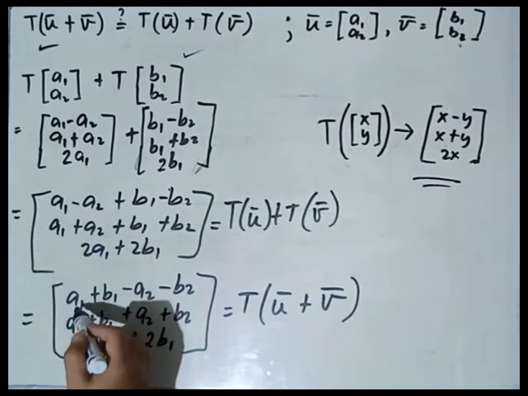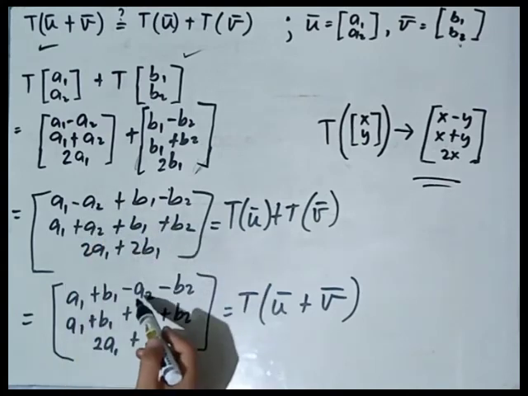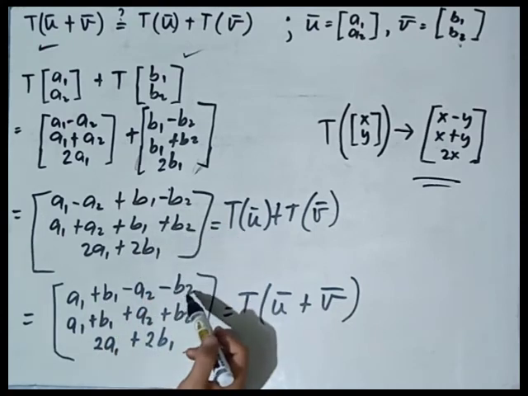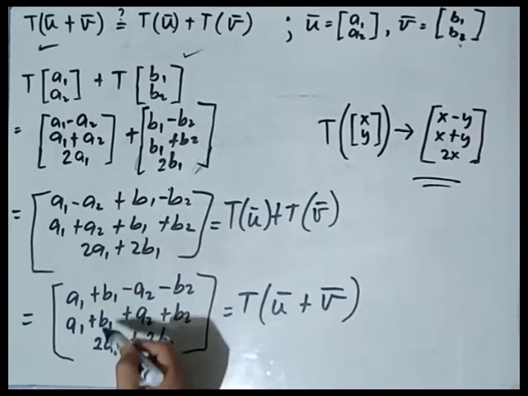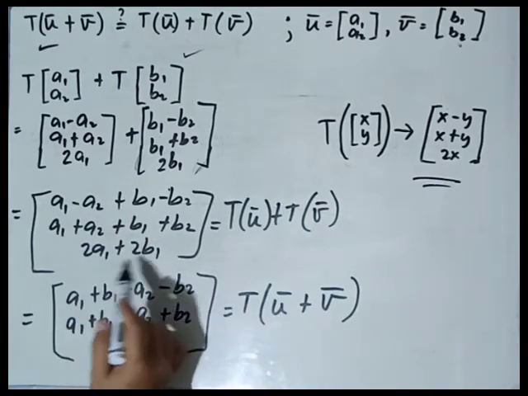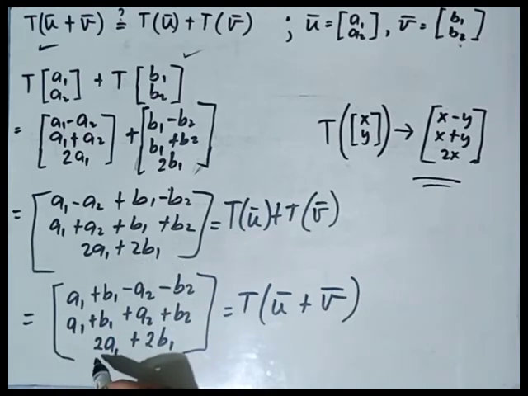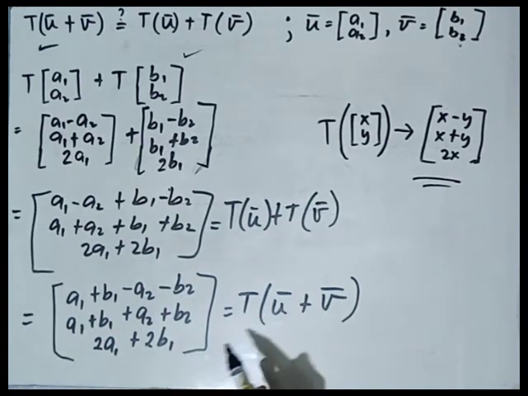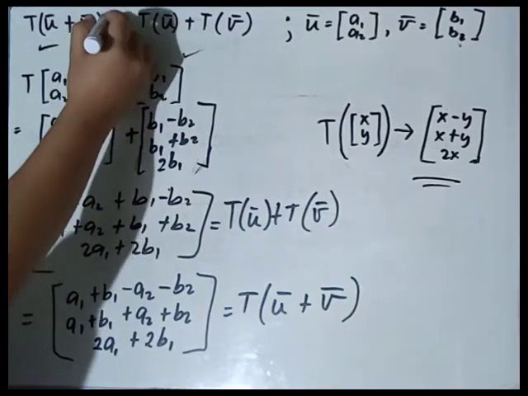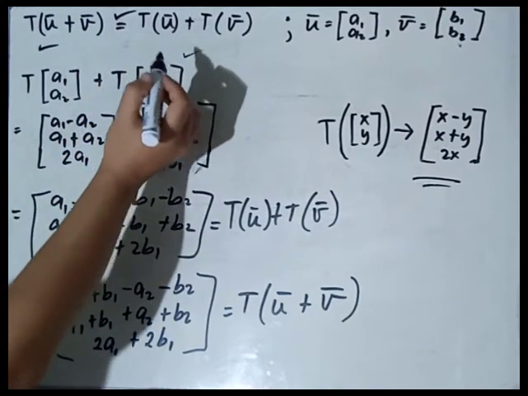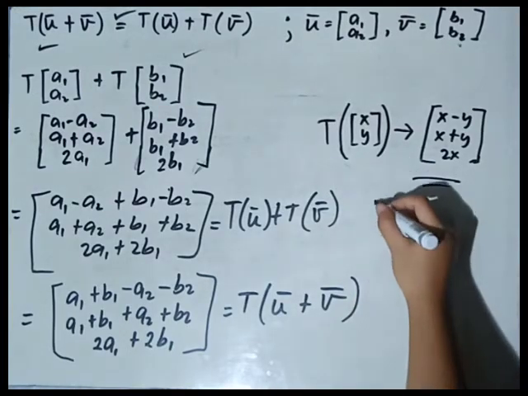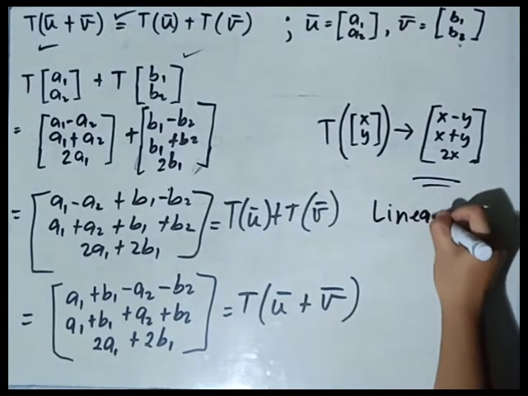Okay, so we have a sub 1. We also have negative a sub 2, positive b sub 1, and negative b sub 2. We have a sub 1, b sub 1, a sub 2, and b sub 2. And we have 2a sub 1 plus 2b sub 1. So we can say that we have proven that this property is true, and this transformation is linear.